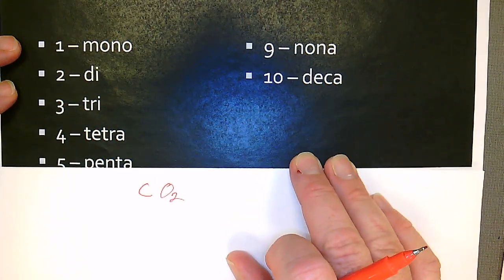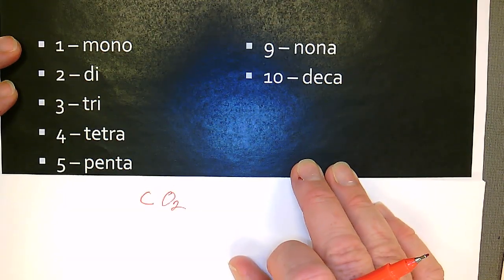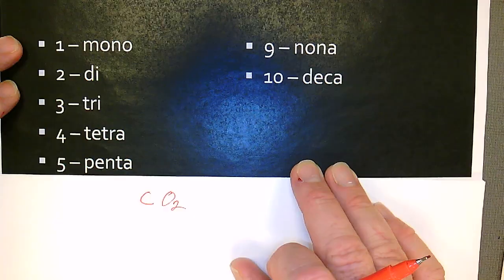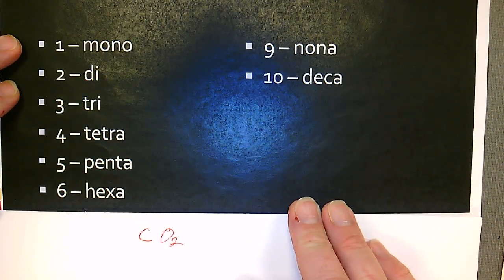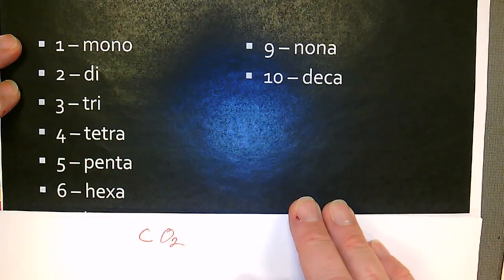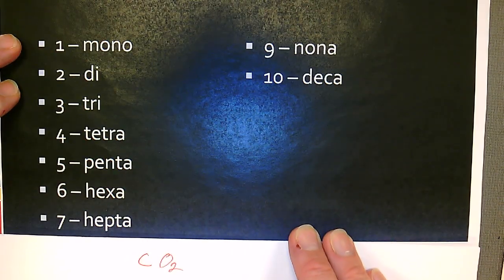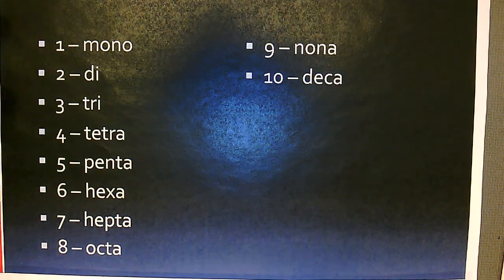5 is penta, like the pentagon. 6, do you know 6? Hexa, very good. A lot of these you learned in geometry. 7 is hepta. And then 8, you know 8? Octa, good. Like octaves, there's 8 notes. An octopus has 8 arms.